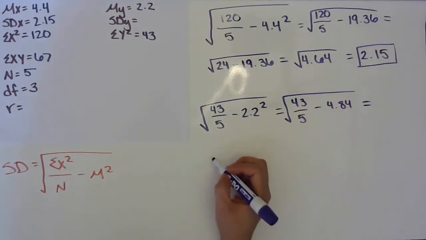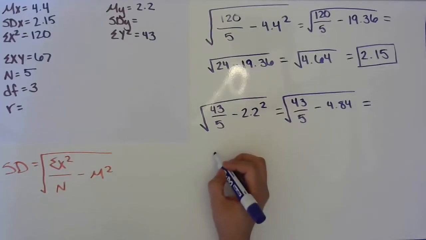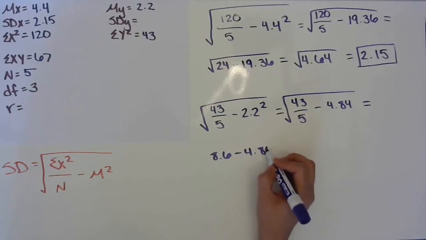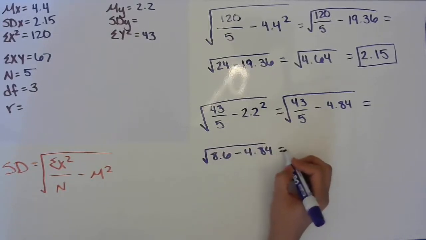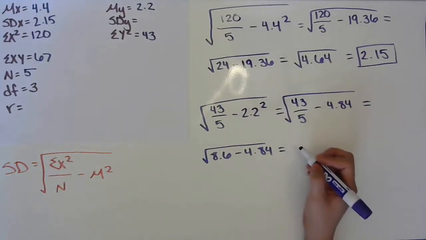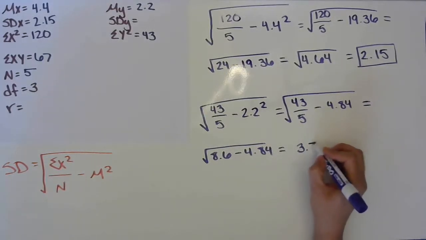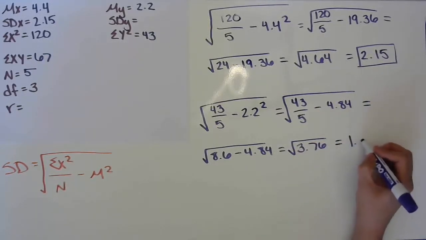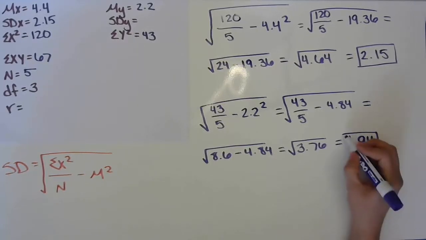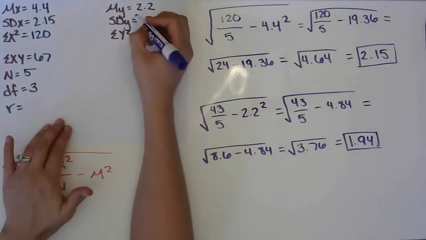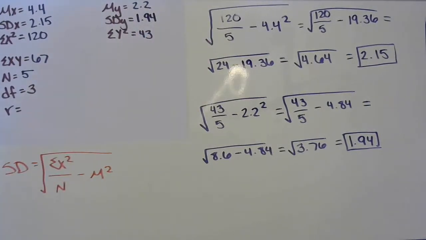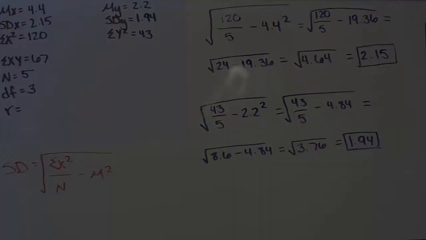And then keep solving. So 43 divided by 5 is going to give us 8.6 minus 4.84. And then 8.6 minus 4.84 is going to give us 3.76. Then when we solve for the square root of that, that is going to give us 1.94. Okay, so now we have our 2.15 and 1.94, our standard deviation X and Y, and it looks like the only thing that we have left now is to solve for our R value.